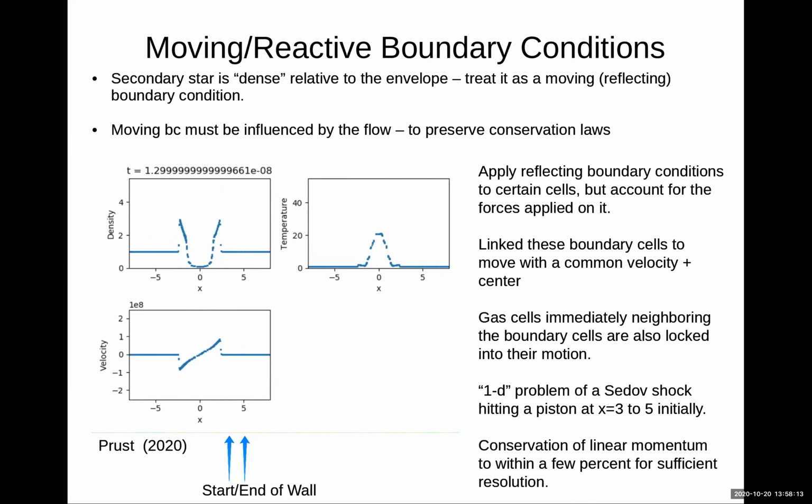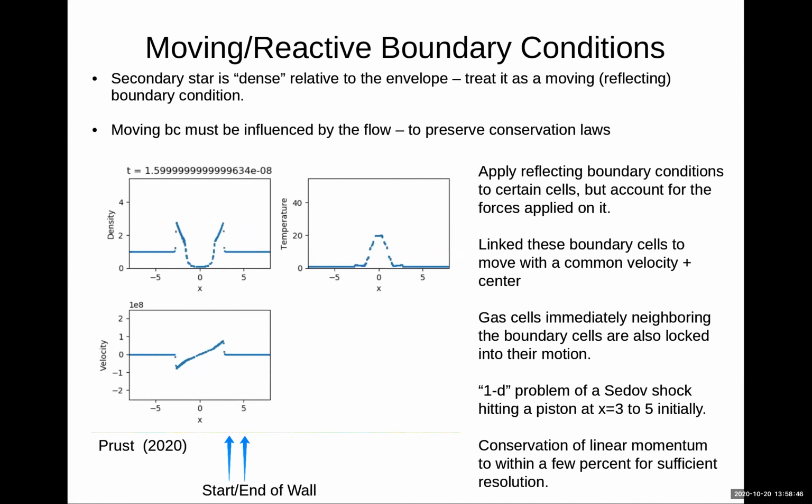So one thing we want to think about is whether you can put arbitrarily shaped boundaries, with arbitrary boundary conditions, inside the simulation. This is one thing we've been doing, which is called a moving reactive boundary condition. The secondary star itself is a reflecting boundary condition, and that reflecting boundary condition realizes the forces acting upon it and moves the secondary star with it. And this is an example of this problem right here.